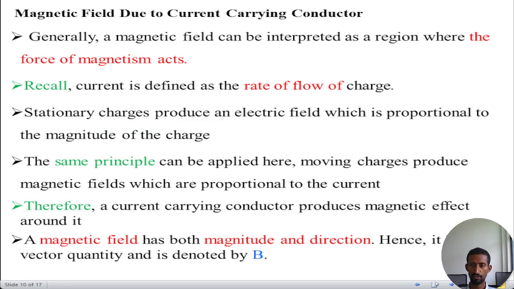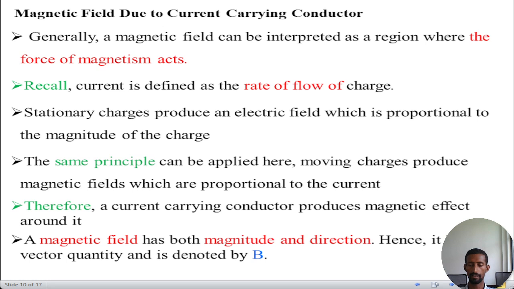What is the magnetic field due to a current carrying conductor? In a current carrying conductor, which type of magnetic field is available? What are the characteristics of the magnetic field around a current carrying conductor is our topic right now. Generally, a magnetic field can be interpreted as a region where the force of magnetism acts.